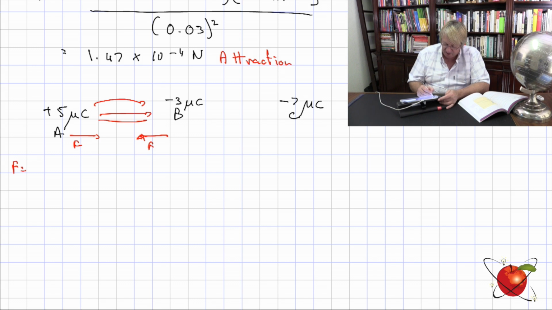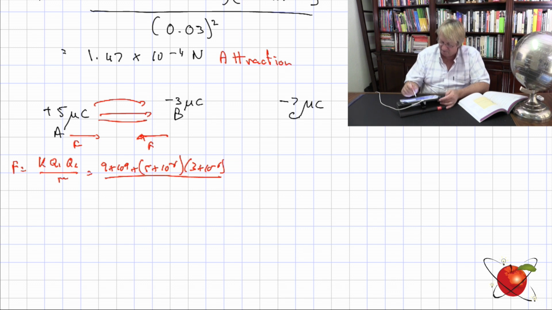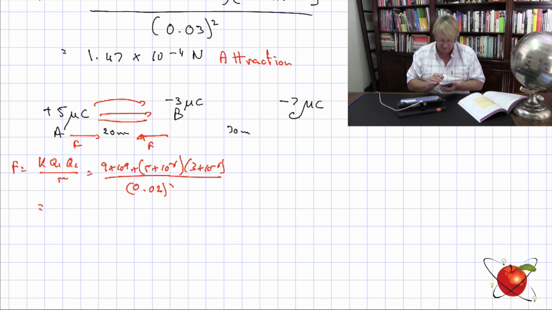Yes. F is equal to K Q1 Q2 over R squared, 9 times 10 to the 9 times Q1, 5 times 10 to the minus 6 times 3 times 10 to the minus 6, all over. Now let's give it a distance. Okay, shall we call this 20 millimeters, and maybe this side 30 millimeters? Okay, let's go back to our red force, the red side. What have we got here? This is 20 mil, right? So that's going to be divided by 1000, 0.02 squared.